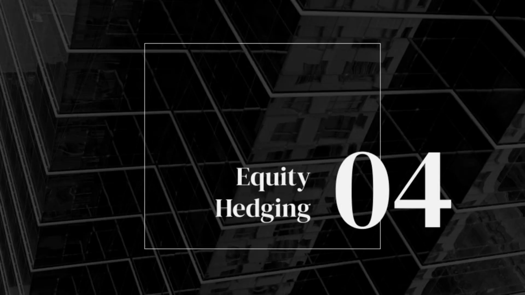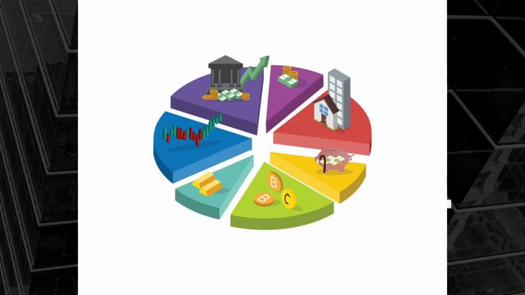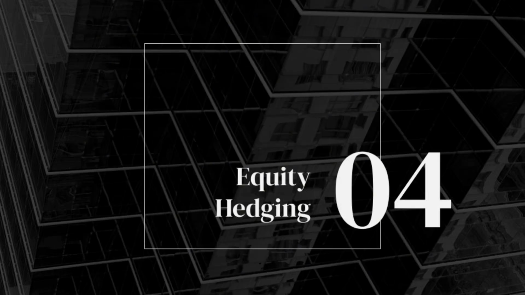Lastly is equity hedging. For investors, equity hedging protects stock portfolios during market downturns. A common method is buying a put option, which gives the right to sell shares at a fixed price. So even if the market crashes, the investor's losses are limited.